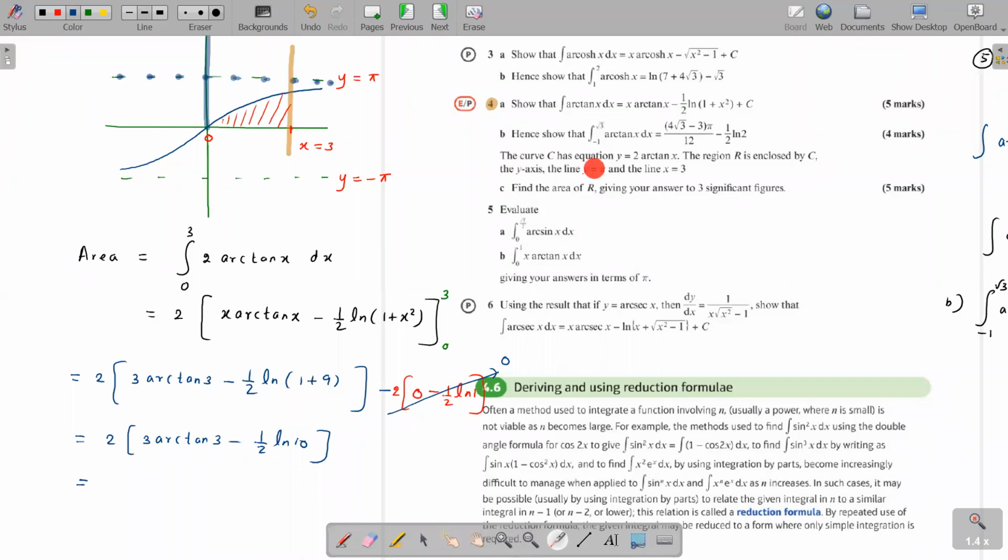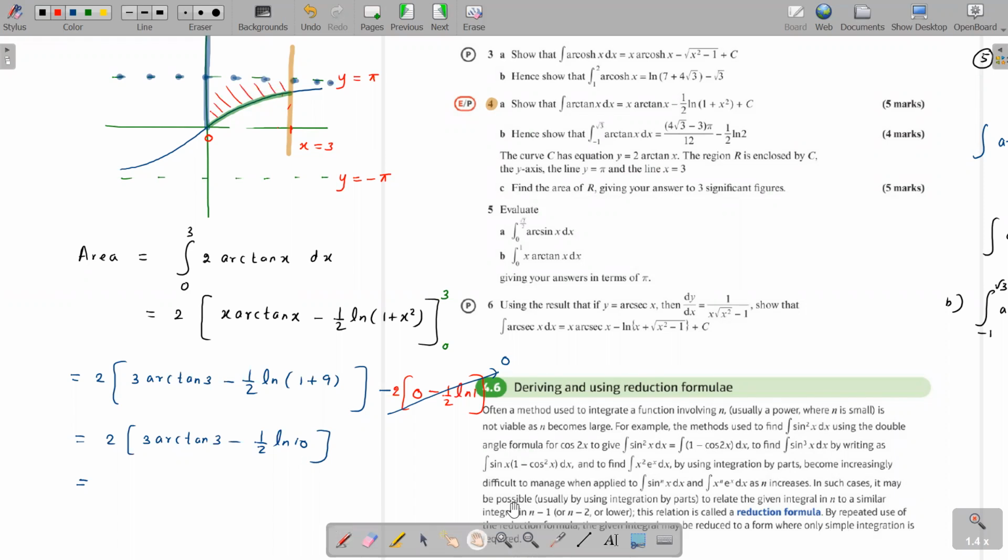Yeah, so in the question they say the region. I think I have identified the region wrong. They say the region R is enclosed by the curve, the y-axis, the line y equals pi, up here, and the line x equals 3. So they are describing these 4 boundaries. They never mention the x-axis, so we don't have the x-axis as a boundary. So basically the area they are talking about here is this. This is the area we need to find.